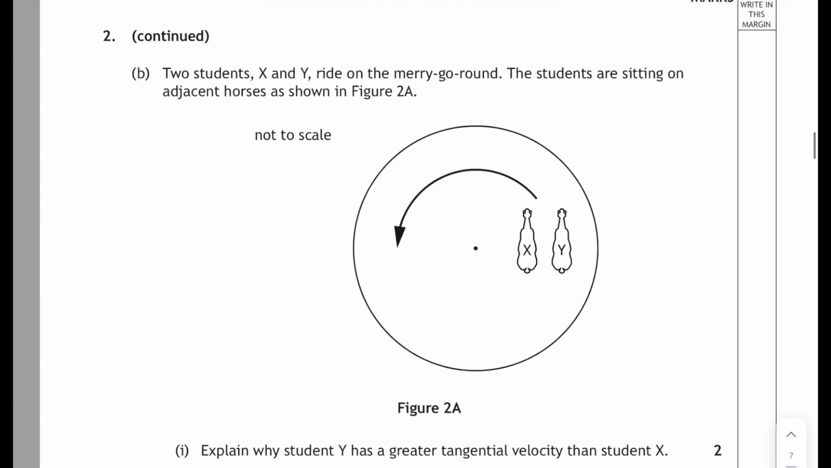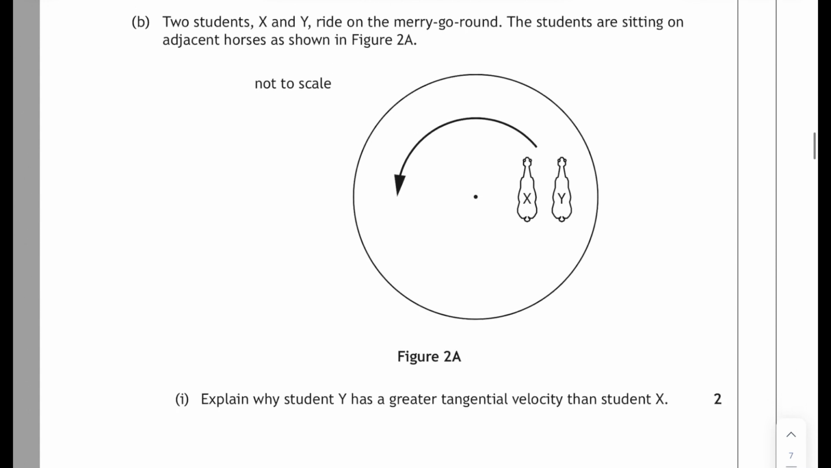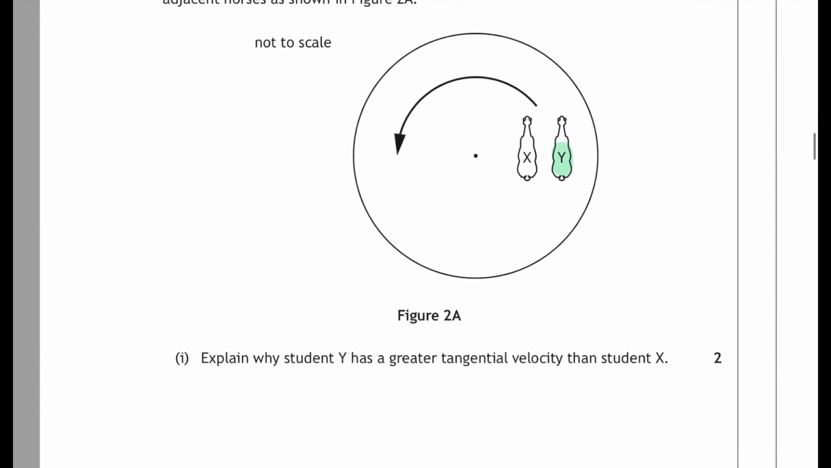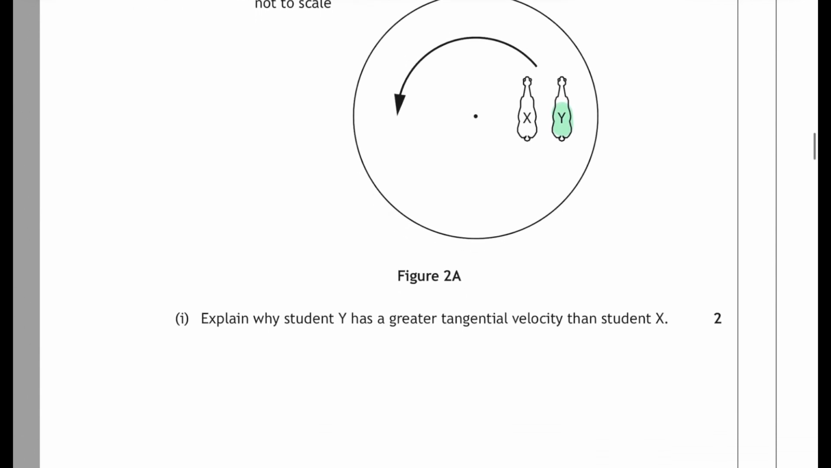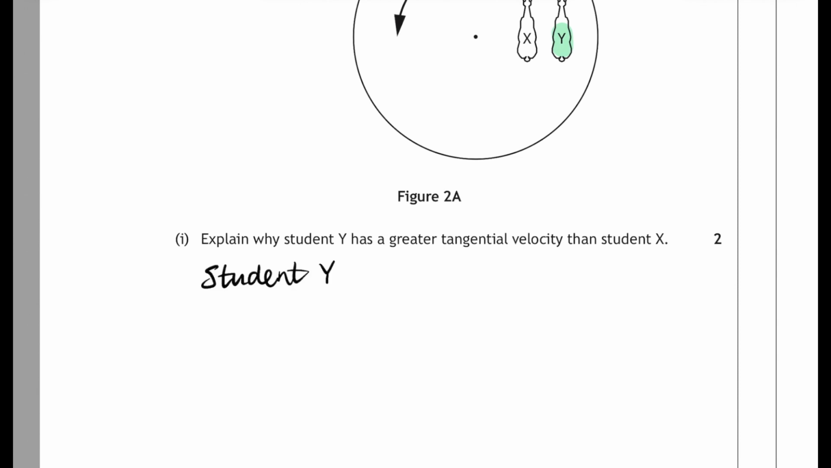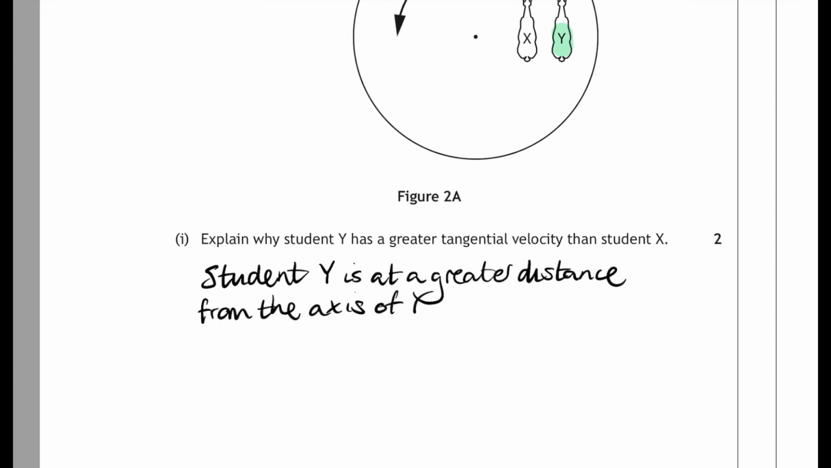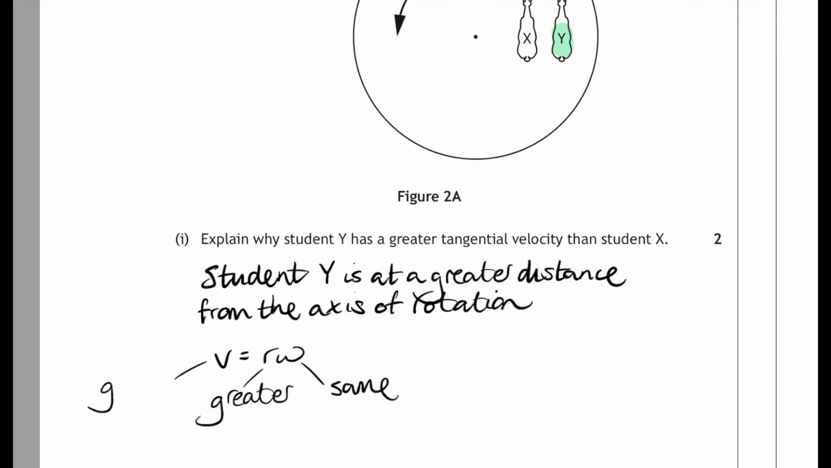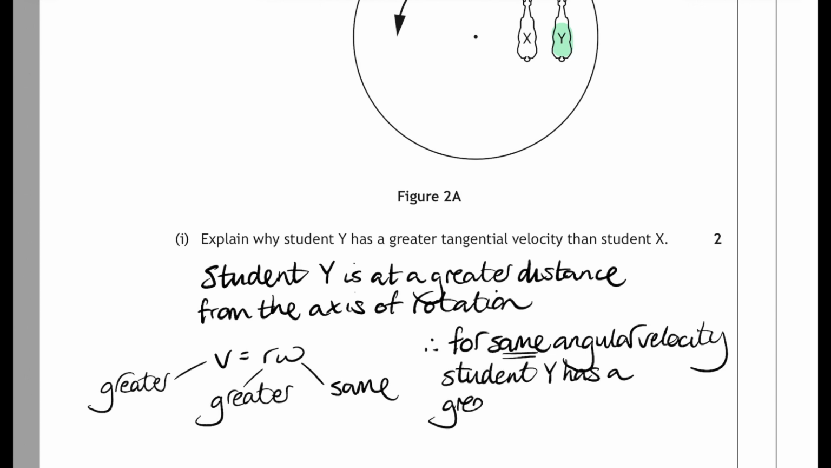Moving on then to part B. 2 students, X and Y, are riding on a merry-go-round, and the students are sitting on horses as shown in figure 2A, and we have to explain why student Y has got a greater tangential velocity than student X. Well, student Y is at a greater distance from the axis of rotation than student X is. And if we look at this relationship from your relationship sheet, then for the same angular velocity, student Y will have a greater tangential velocity.